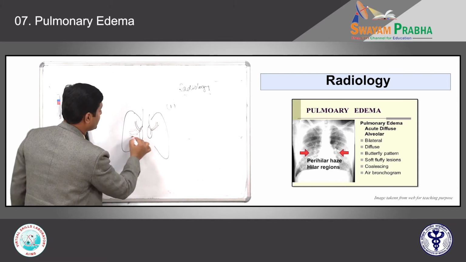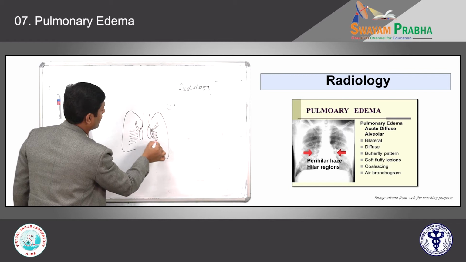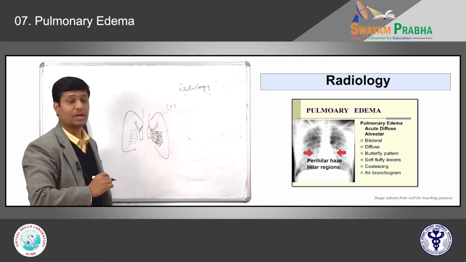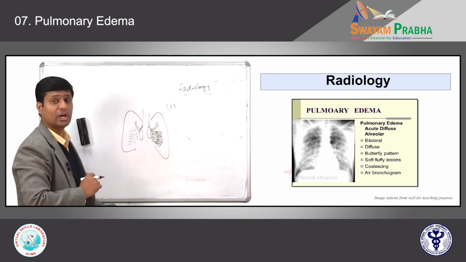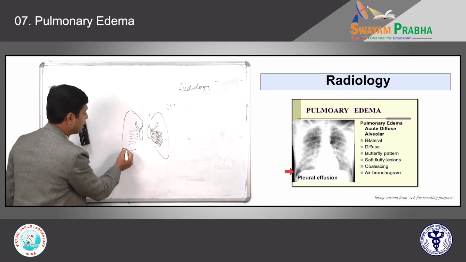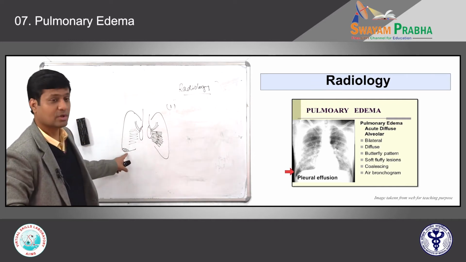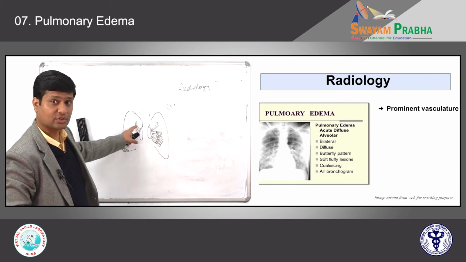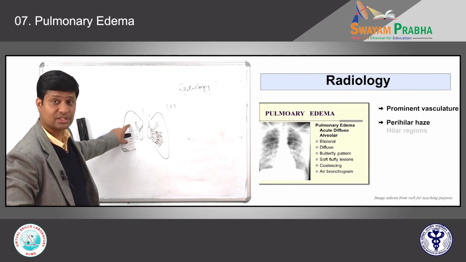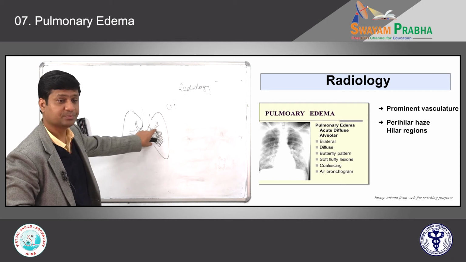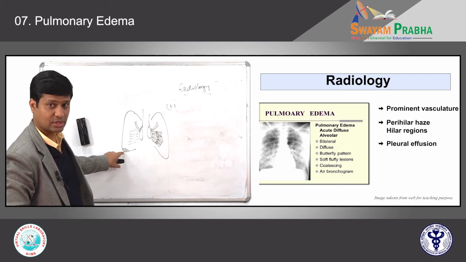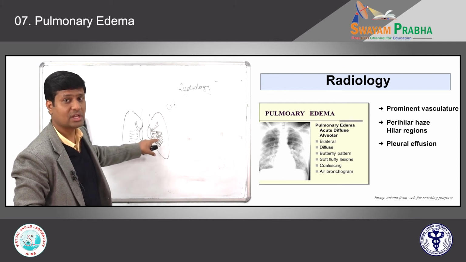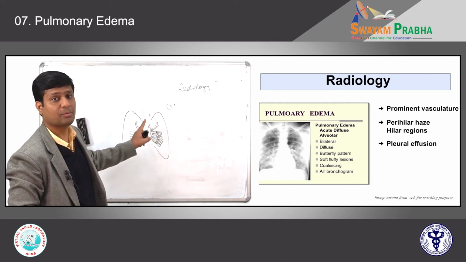You will see marked haziness towards both hilus extending towards the periphery. Because of fluid accumulation, you may see some pleural effusion, right? Prominent vasculature, presence of haziness in the bilateral hilar region, and presence of pleural effusion. So these are the important characteristic signs. When radiologists see this under X-ray, they will say this patient has pulmonary edema.